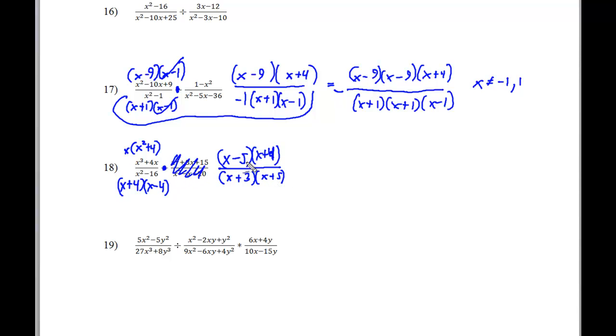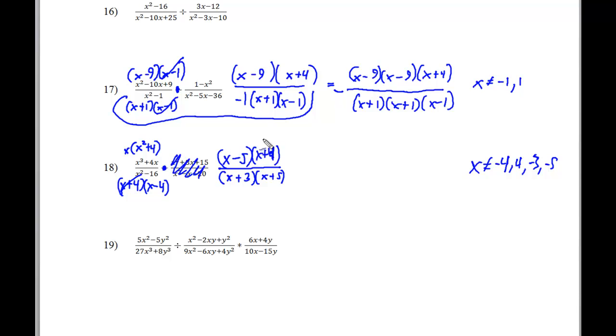Now we do some checking for excluded values. Let's see. You got negative 4, positive 4, negative 3, negative 5. Wow, a lot of excluded values here. Lots of excluded values there. Okay, so let's put our answers in after we do some simplification.